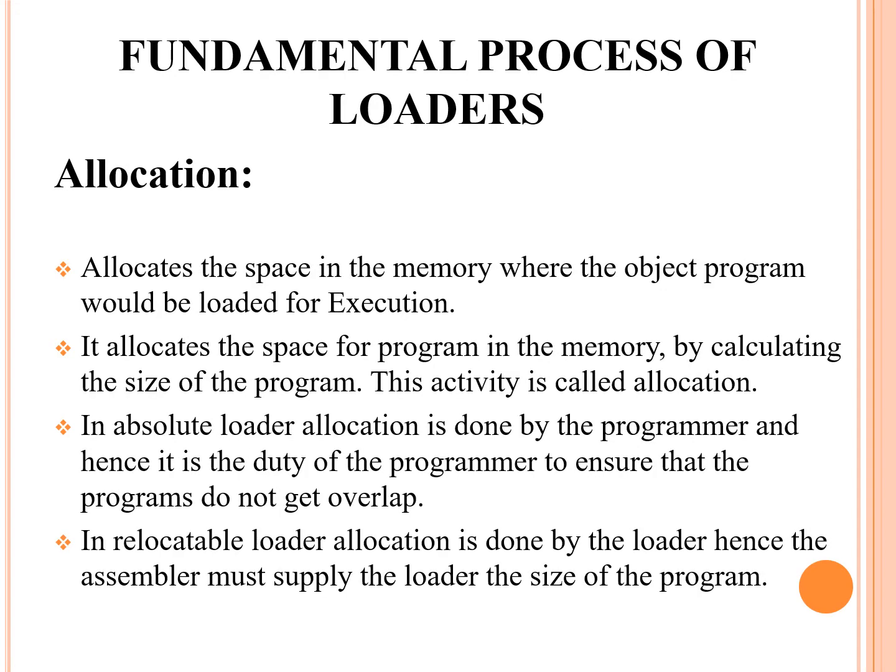Now coming to the fundamental processes of loaders. The first point is allocation. Allocation means it allocates the space in memory where the object program can be loaded for execution. It allocates the space for the program by calculating the size of the program, and this activity is nothing but allocation. In an absolute loader, allocation is done by the programmer, and hence it is the duty of the programmer to ensure that the programs do not overlap. In a relocatable loader, allocation is done by the loader, hence the assembler must supply the loader the size of the program.